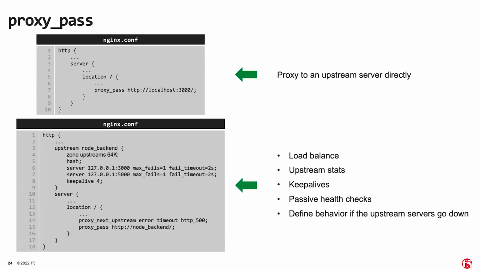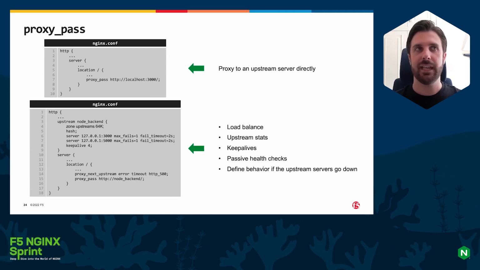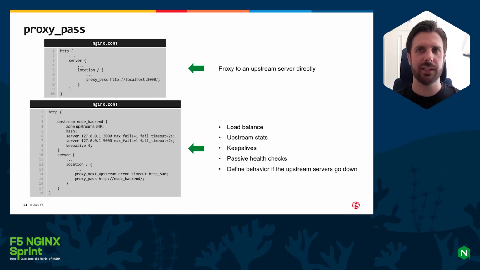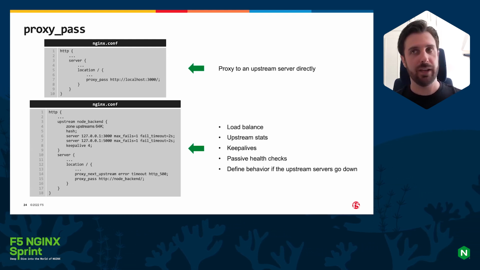Just be safe. Mistake number six: do not proxy_pass to an upstream server directly. Now, a little bit of a caveat. This is probably okay for testing and dev purposes, but in production environments, you do gain a slew of features if you proxy_pass to an upstream group instead. Features such as load balancing, upstream stats, keepalives, passive health checks, and remediation strategies should the upstream go down.